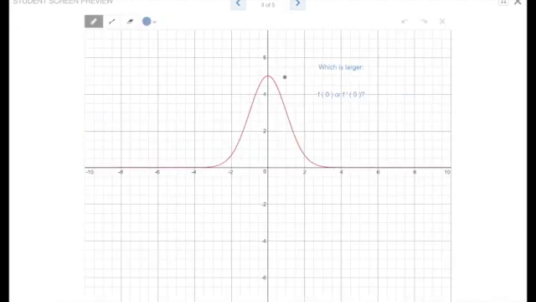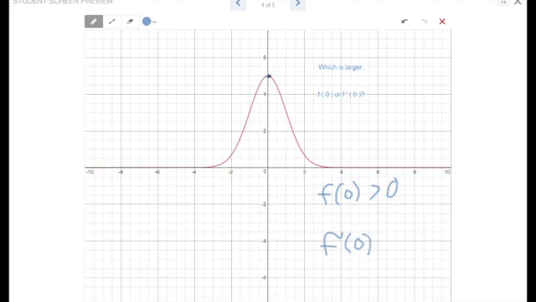Which is larger, f of 0 or f prime of 0? Well, in looking at this, I see that f of 0 is definitely a positive number. Right here I say, hey, this is way above the x-axis, so f of 0 is positive. Now what about f prime of 0? Is it positive, negative, 0, or does not exist?